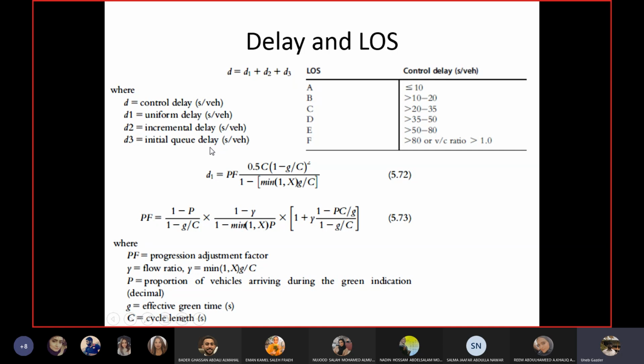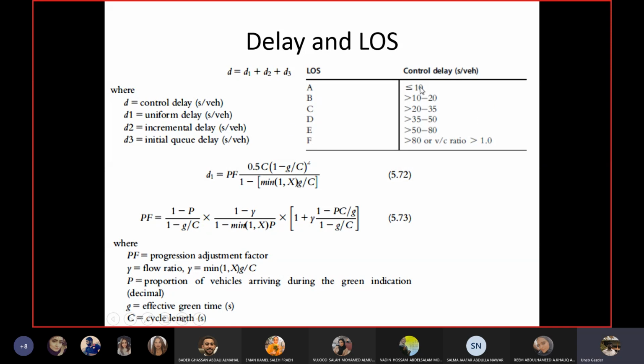What is the indication of the congested condition? That vehicles cannot pass during one green phase. That is the indication that you have congested conditions. Then you may have incremental delay and initial queue delay as well. But again, we will focus on the control or uniform delay for the time. D2 and D3 are advanced topics which we are not covering right now.